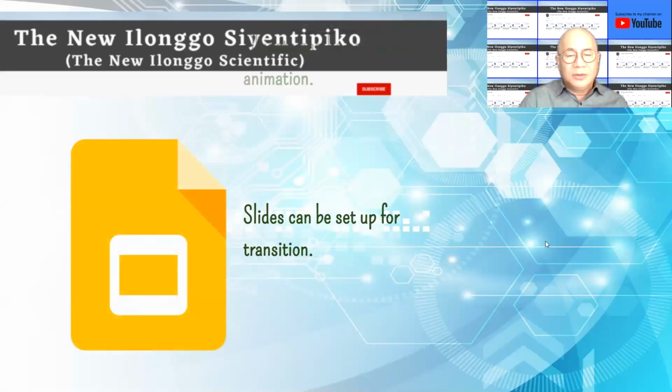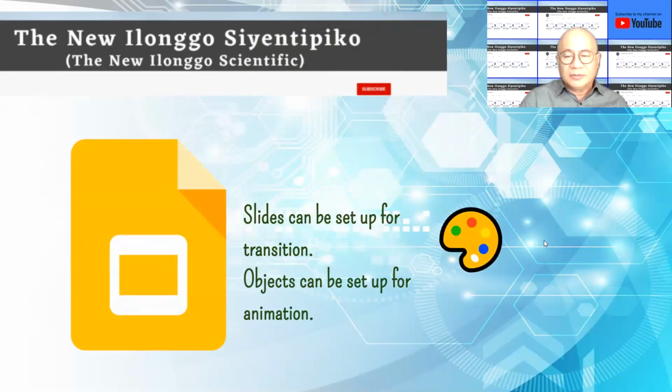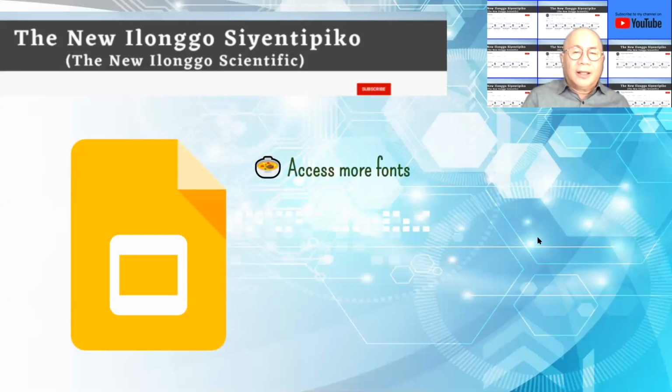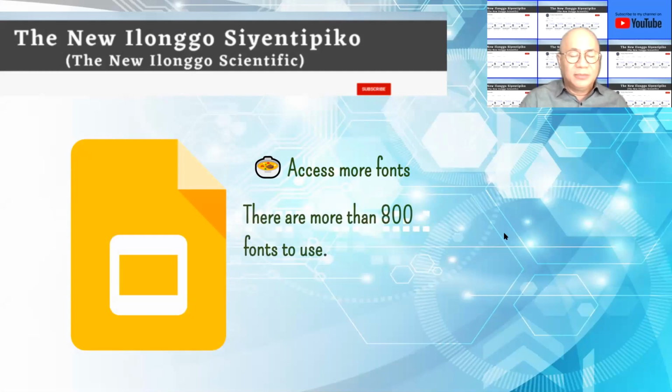The other thing that we can do, so this is now the result of the animation of the previous slide that we have created. The next thing that we can do with Google Slides is access more fonts. Here we see there are about 800 fonts available for us to use in Google Slides. The number of fonts available within the slides as of the moment is very limited, but you can look for all of these more than 800 fonts at fonts.google.com.